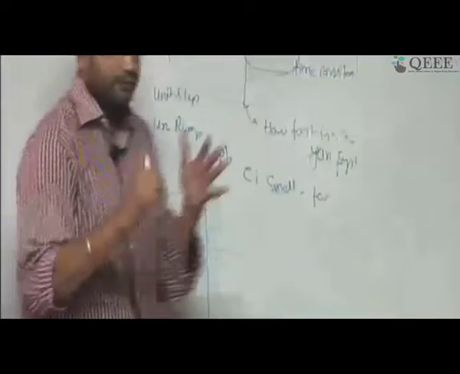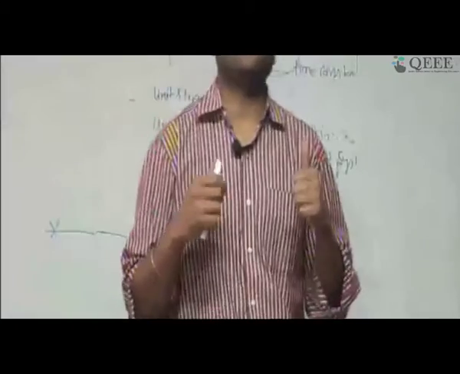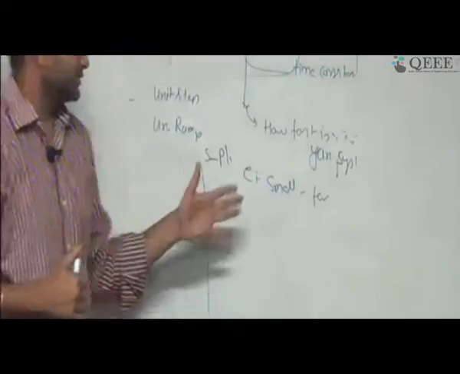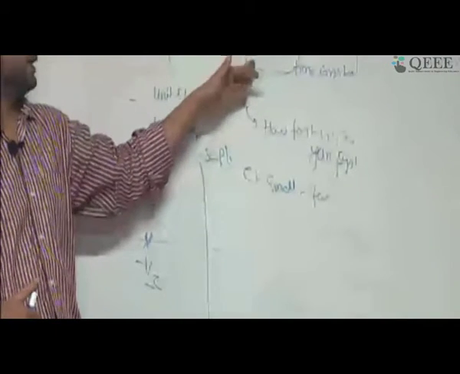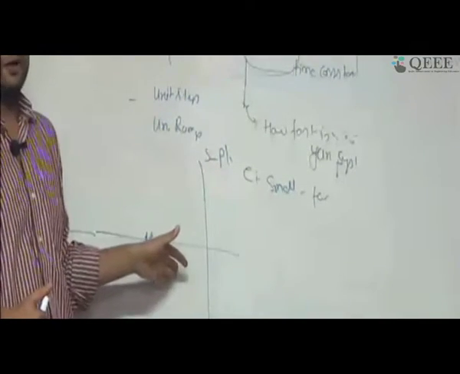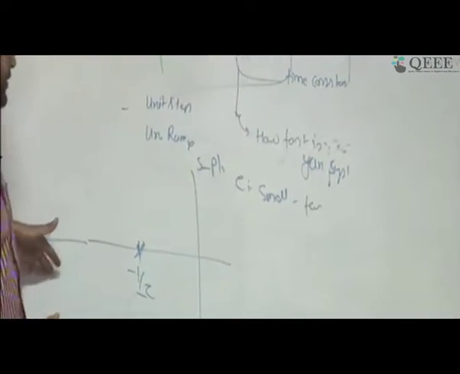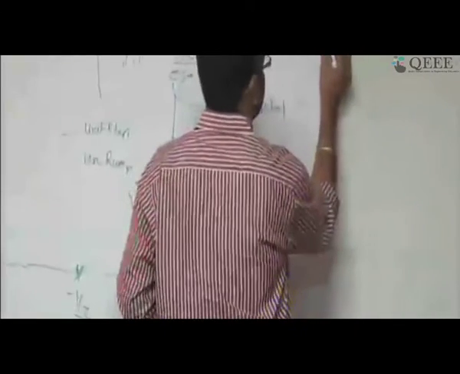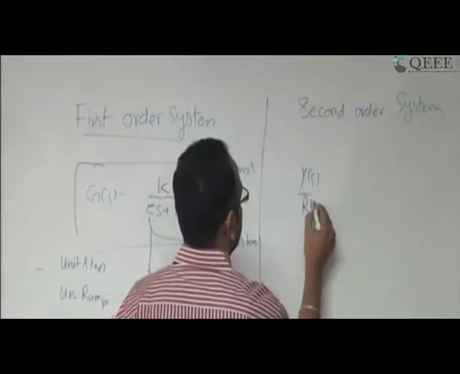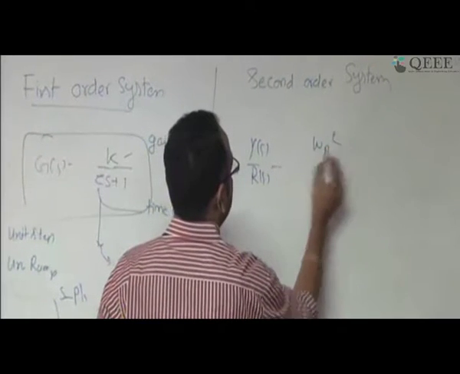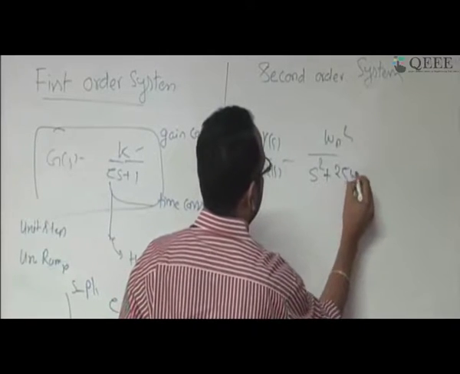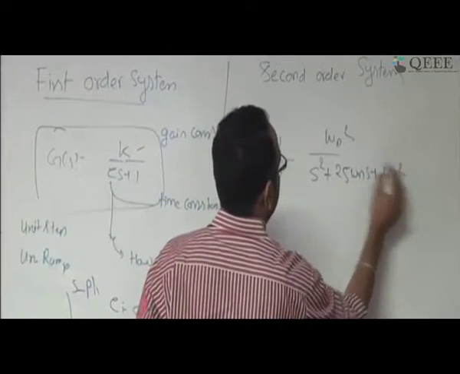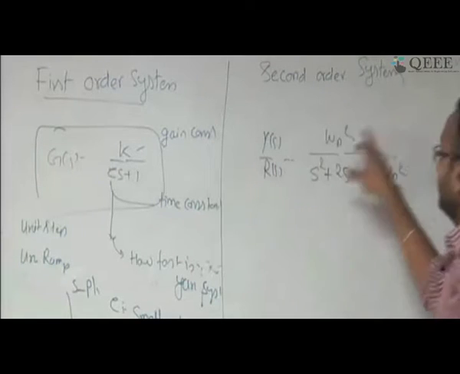So one point we can remember is that in a first order system, the time constant is going to be one parameter, and this quantity has to be as small as possible so that your system will be fast. Similarly, we went for the second order system, and the standard form is omega n square divided by s square plus 2 zeta omega n s plus omega n square.